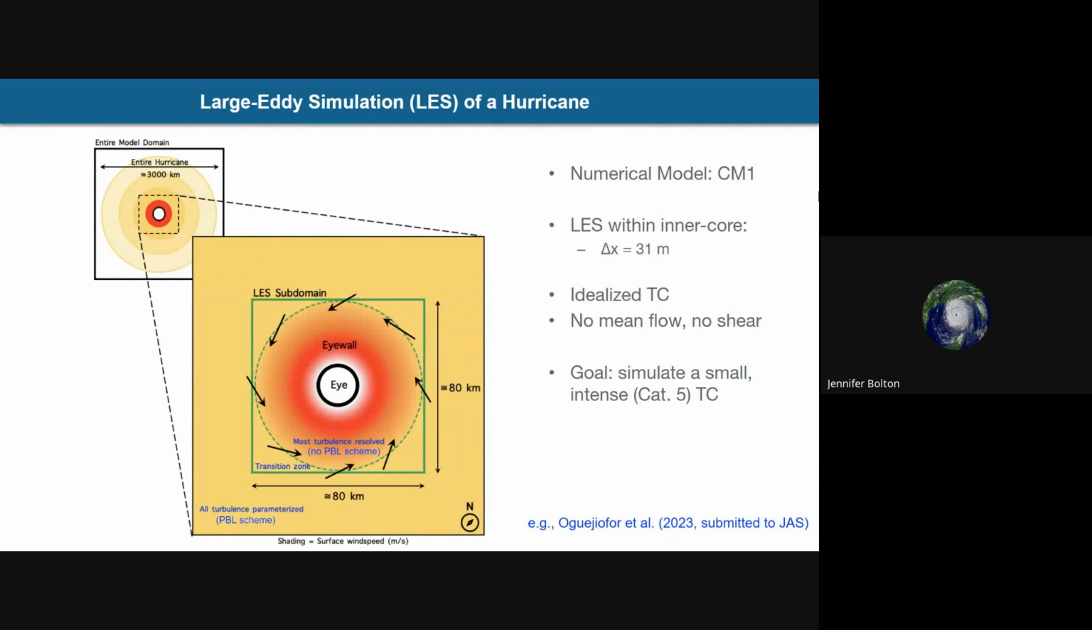I ran this simulation like 6-7 years ago. It's an idealized tropical cyclone in no flow and no shear. It just sits there and spins in the middle of the domain at maximum possible intensity. The goal was to simulate a relatively small storm that would fit in this 80 by 80 kilometer box where we have high resolution. And these are simulations with 31 meter horizontal grid spacing, 15 meter vertical grid spacing. The numerical model is CM1. It's a model I've been toying with for the last 20 years, and it's pretty good at these kind of simulations. Doesn't cost too much, and you can run really big grids.